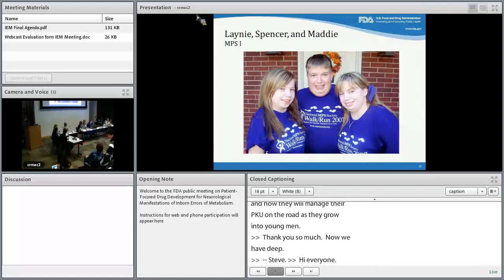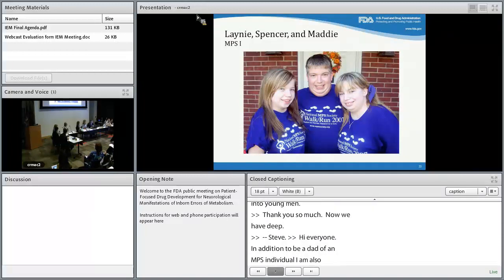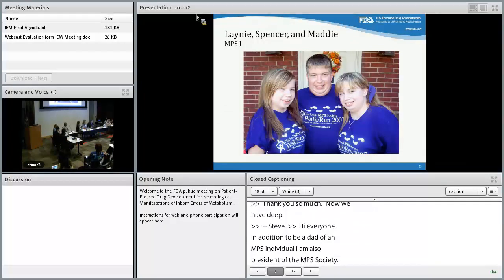Hi, everyone. In addition to being a dad of 3 MPS 1 individuals, I'm also president of the National MPS Society. The mucopolysaccharidosis, or MPS for short, are a family of 12 individual syndromes, each missing a different enzyme, that fall within the broader lysosomal storage disorders. They're all progressive, degenerative, and terminal.